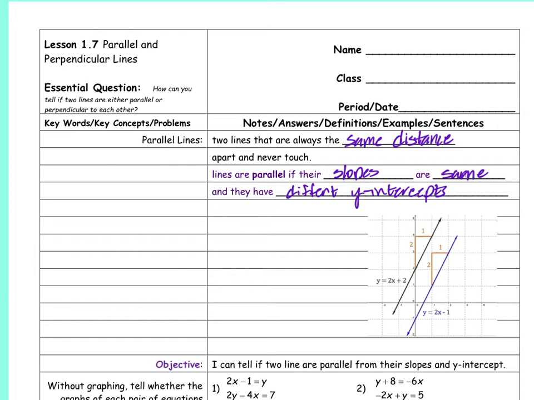So how do I tell if two lines are parallel? Well, I find their slopes and I find their y-intercepts. If the slopes are the same and the y-intercepts are different, they're parallel. If the slopes are the same and the y-intercepts are the same, they're the same line. You can't be parallel to yourself, not parallel.